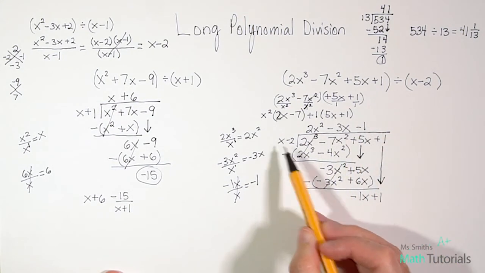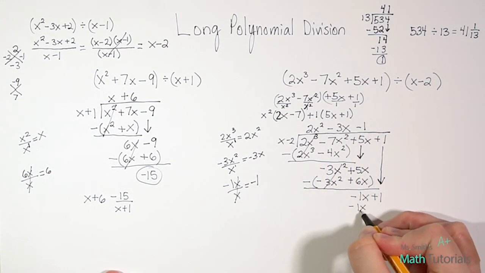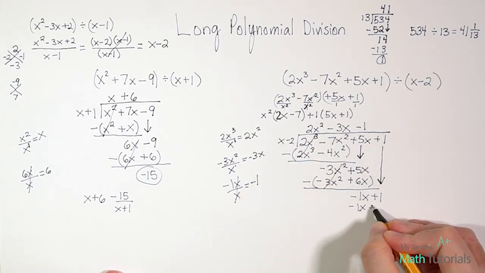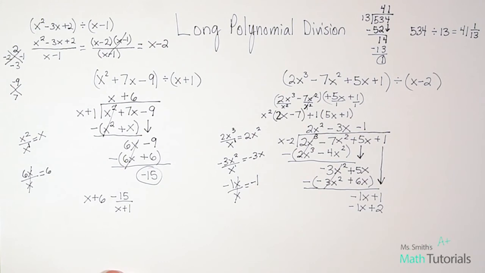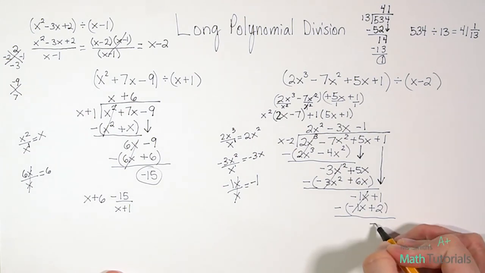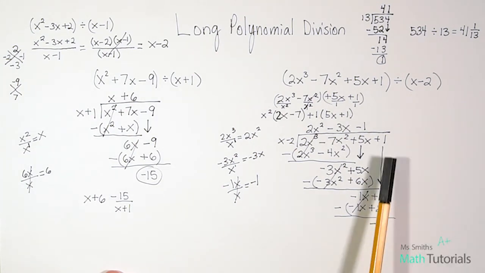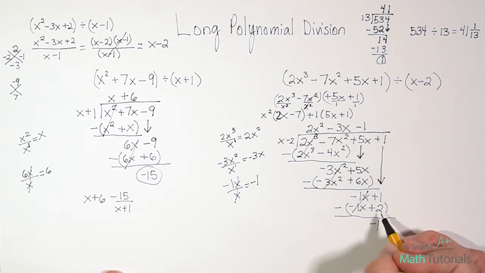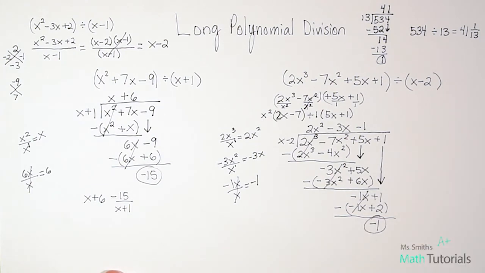So negative 1 times x is negative 1x, and negative 1 times negative 2 is a positive 2. We're subtracting the whole thing. Negative 1 plus 1 cancels, as it should. And 1 minus 2, well, that leaves us with a negative 1. Now, if I had something else to keep bringing down, I would. I don't, okay? So that tells me I've got a remainder of negative 1.